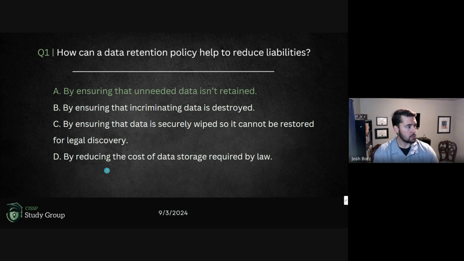A couple of you put D, which is totally fine. We are reducing the cost of data storage. When we have a retention policy and we archive it or we otherwise delete it, we are reducing it. And it is required by law. Data retention is required by law under a lot of circumstances. That's not quite what we're looking for here. We're looking to reduce liabilities. And legal violations are a liability for sure. But here we're more focused broadly on we have risky data. Let's get rid of it if we don't need it. So nice job, everyone.